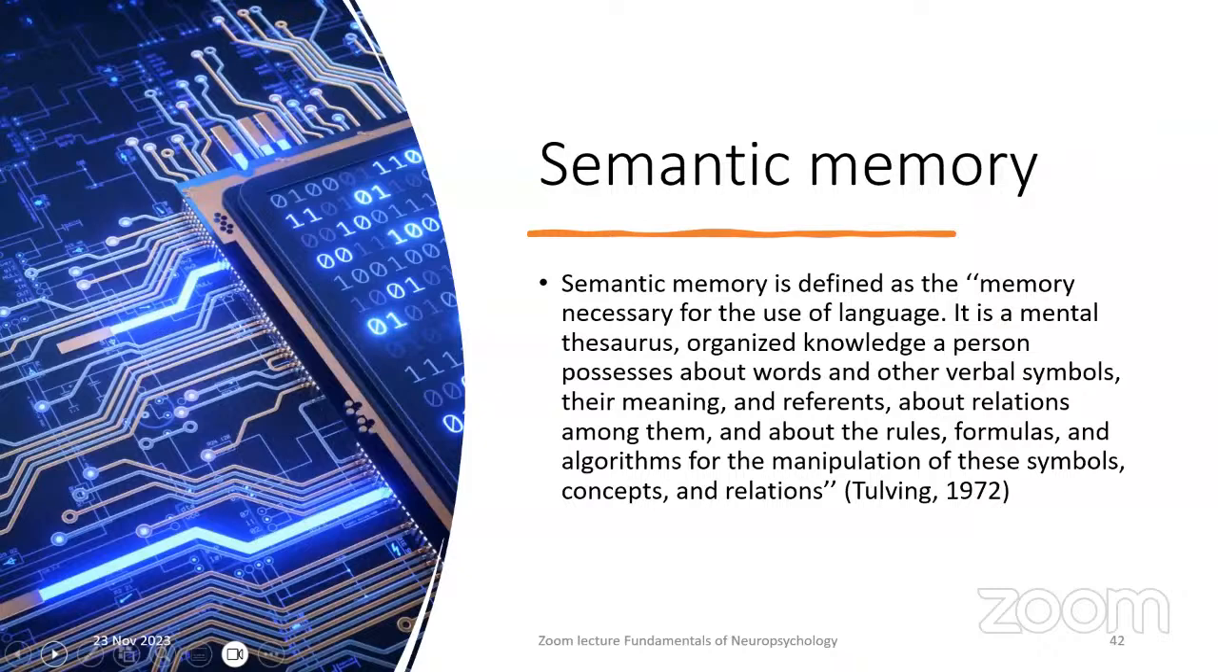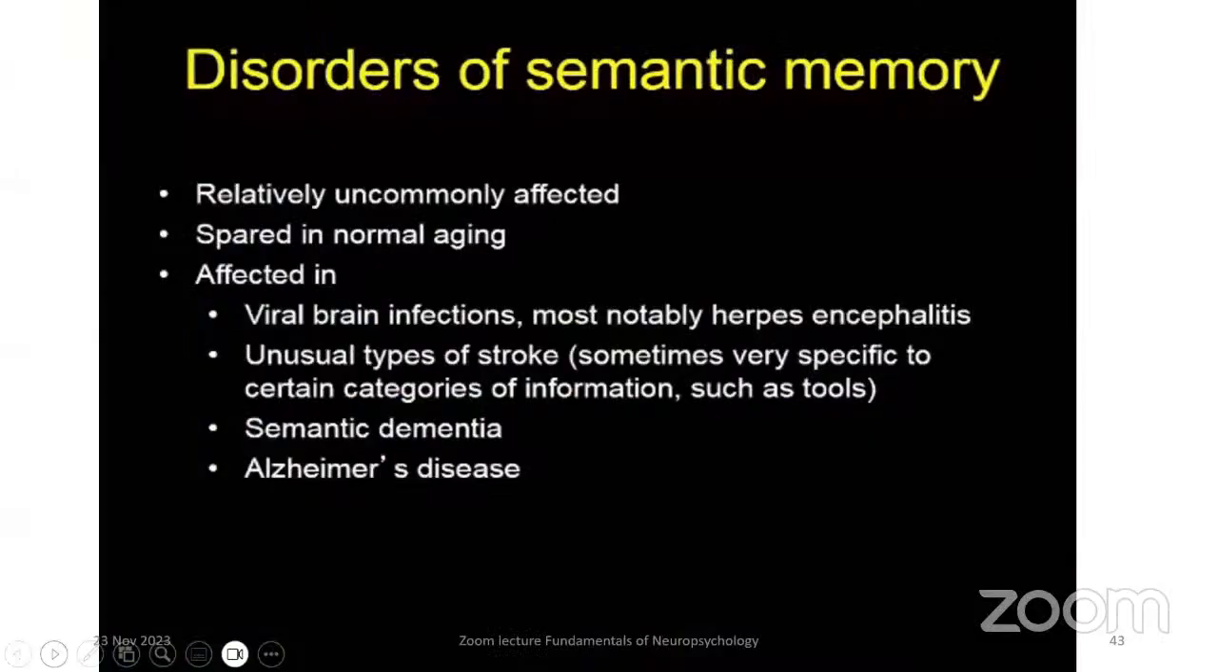Now we come to semantic memory, which is defined as a memory necessary for the use of language. Your knowledge is basically due to semantic memory. It's a mental thesaurus, the organized knowledge a person possesses about words and other verbal symbols, their meanings and reference, about relations among them, and about the rules, formulas, and algorithms for the manipulation of these symbols, concepts and relations. These are all semantic memory. Semantic memory is very important for a person's growth.